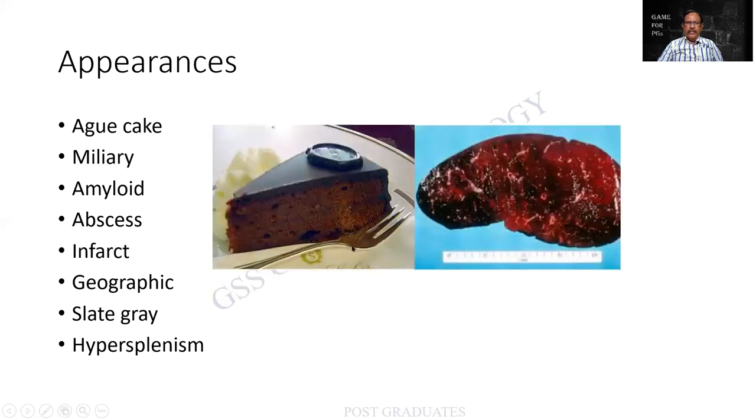And agu cake is this one, which is classical of, tell me if you know. So I am finding that there is a splenomegaly along with areas of hemorrhage which is somewhat turning reddish brown or brownish black, resembling this cake, hence the agu cake appearance.